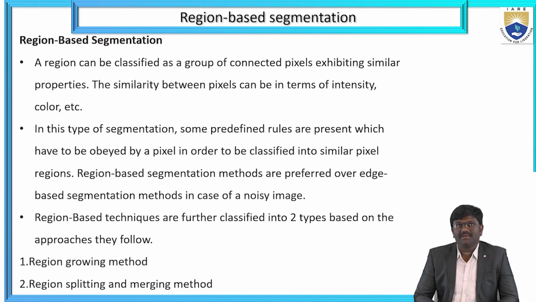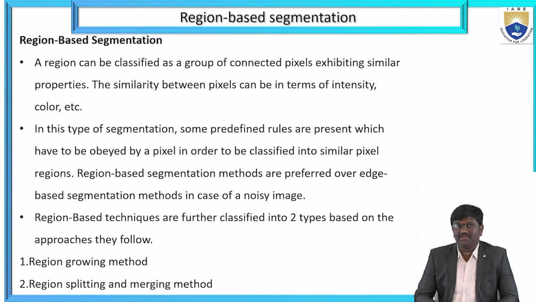Region-based segmentation is a group of connected pixels exhibiting similar properties, where the similarity between pixels can be in terms of intensity, color, etc. In this type of segmentation, some predefined rules are present which have to be obeyed by a pixel in order to be classified into similar pixel regions. Region-based segmentation methods perform better than edge-based segmentation methods in the case of noisy images.